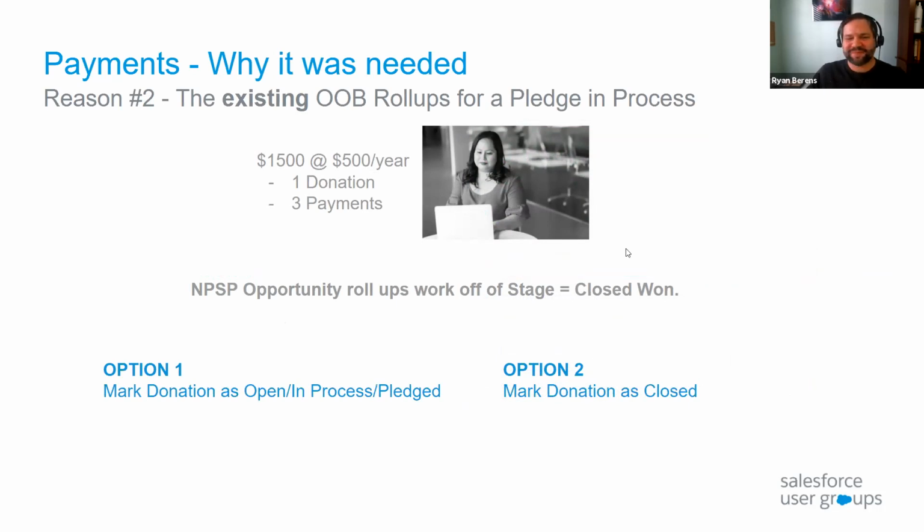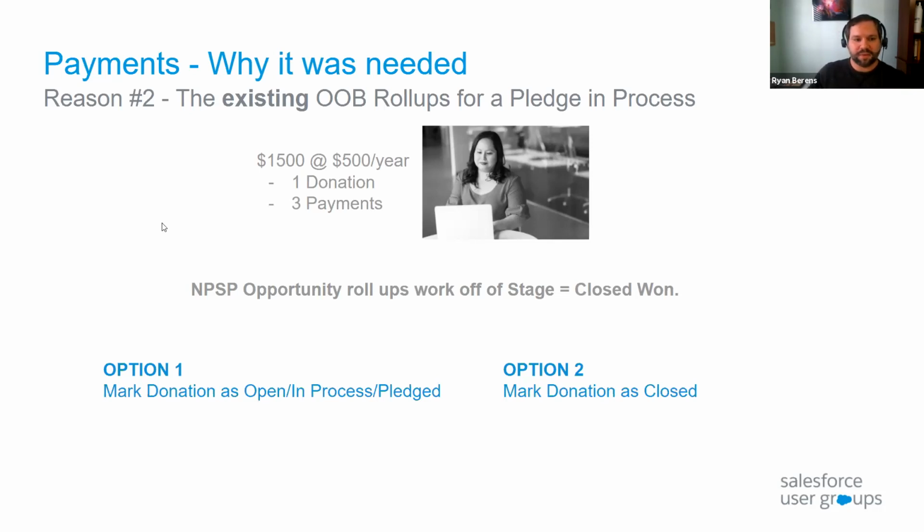So the use case here about why this feature, when it was introduced, was so helpful is that you had a donor who gave you $1,500. They gave you a check for $500 the first year, $500 the next year, $500 the next year. But the roll-ups were only working off of the opportunity stage. So you have two options. One, mark the donation as open in process, so it doesn't tell you that you've received any revenue, or two, you mark the donation closed. Neither one of those is accurate.